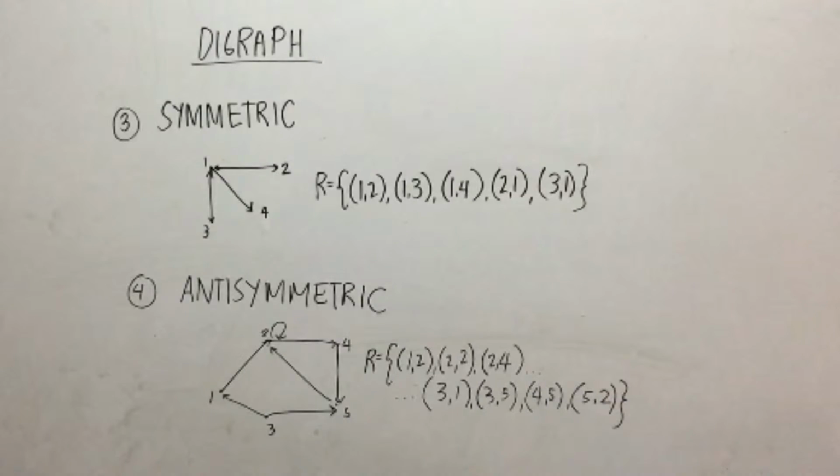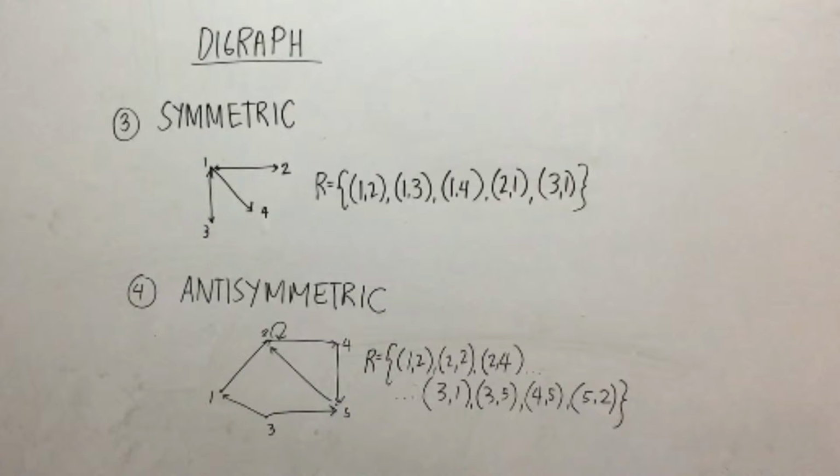Example 3 shows the pair 1 and 2, so an arrow from 1 to 2 is formed. Next is an arrow from 1 to 3 to make the pair 1 and 3. Next is 1 to 4, so an arrow from 1 to 4 is made to make the pair 1 and 4. Next pair is 2 and 1, so an arrow from 2 to 1 was formed. Lastly is pair 3 and 1, so an arrow from 3 to 1 was formed.